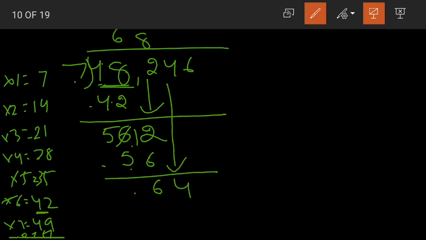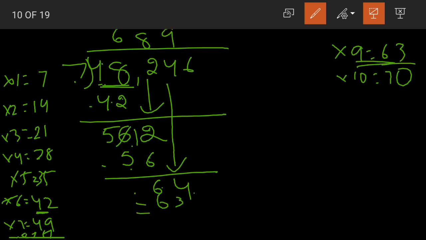Yes, children. Now bringing another number down, we have 64. Excuse me, children. 7 nines are 63 and 7 tens are 70. Yes, we should go with which number? 7 nines are 63. When we subtract, 1 is remaining. And lastly, bringing 6 down.